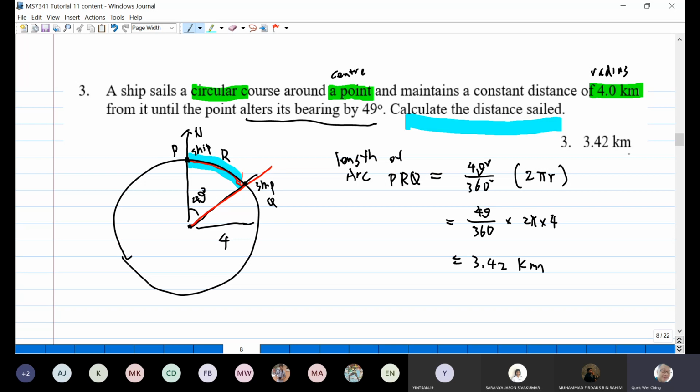This is question 3. So first understand the question, because for this sort of question, it looks like the questions are very short. So I use very little words to put down the question.